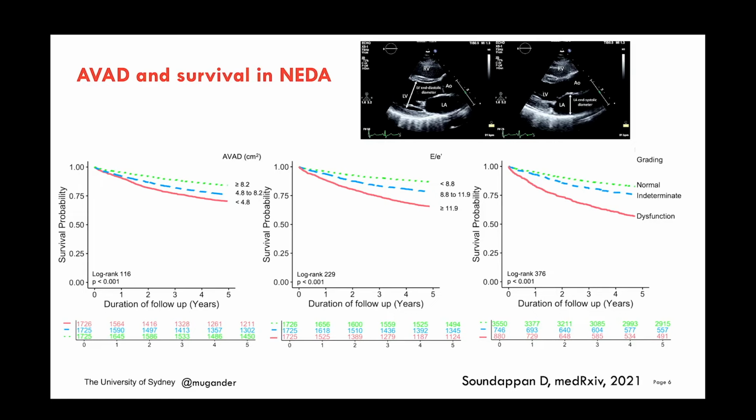So if you have the ability to measure the left ventricular end diastolic diameter and the left atrial end systolic diameter, which arguably would be done routinely in most patients, you can get important incremental information on diastolic function through the atrioventricular area difference, or AVAD.